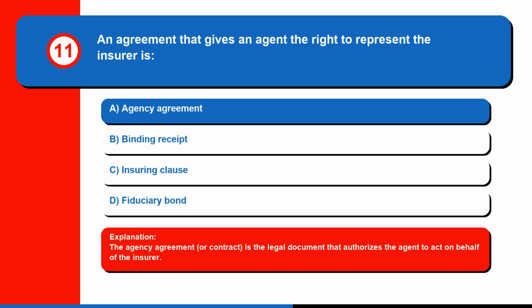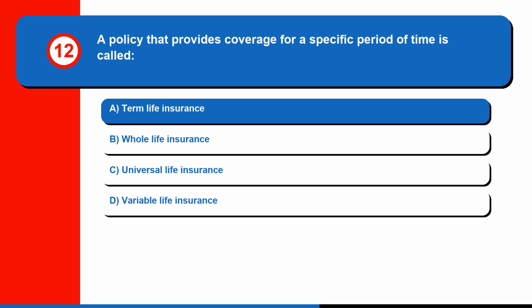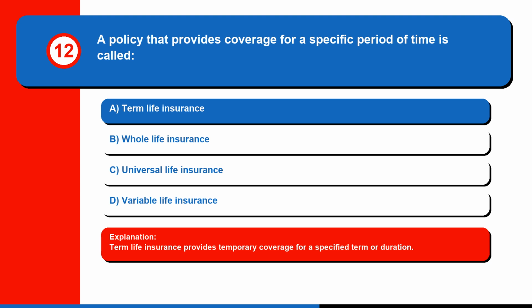Question 12. A policy that provides coverage for a specific period of time is called A. Term life insurance, B. Whole life insurance, C. Universal life insurance, or D. Variable life insurance. The correct answer is A. Term life insurance. Term life insurance provides temporary coverage for a specified term or duration.